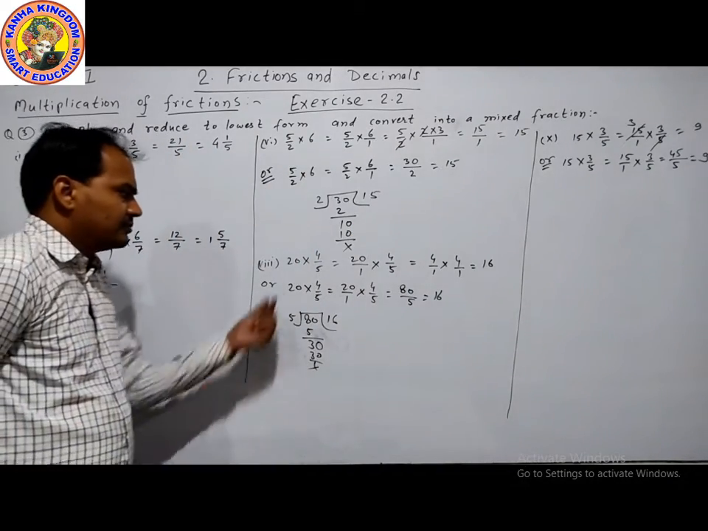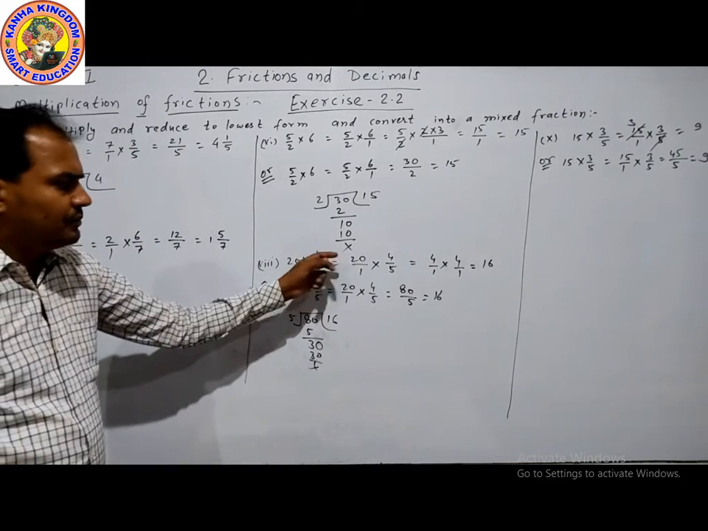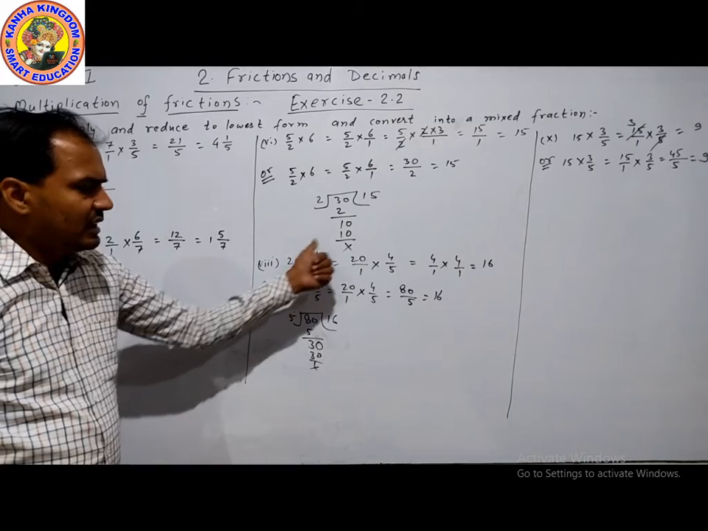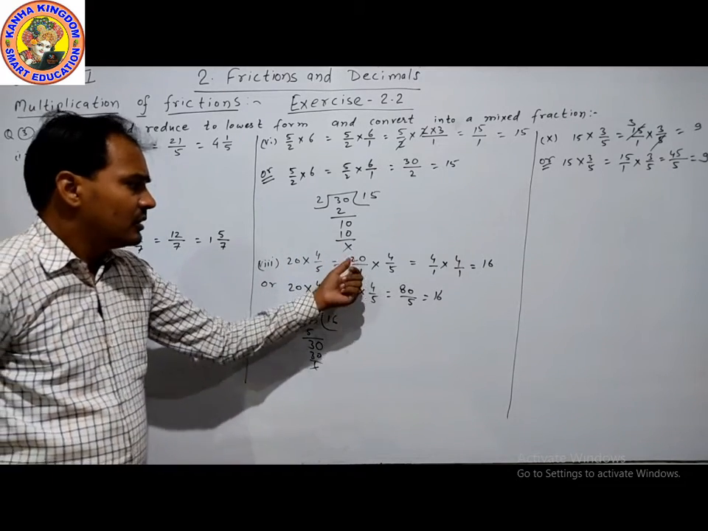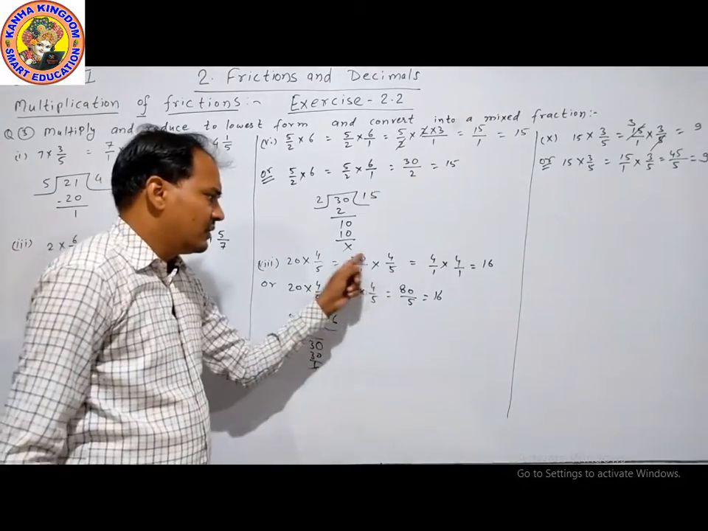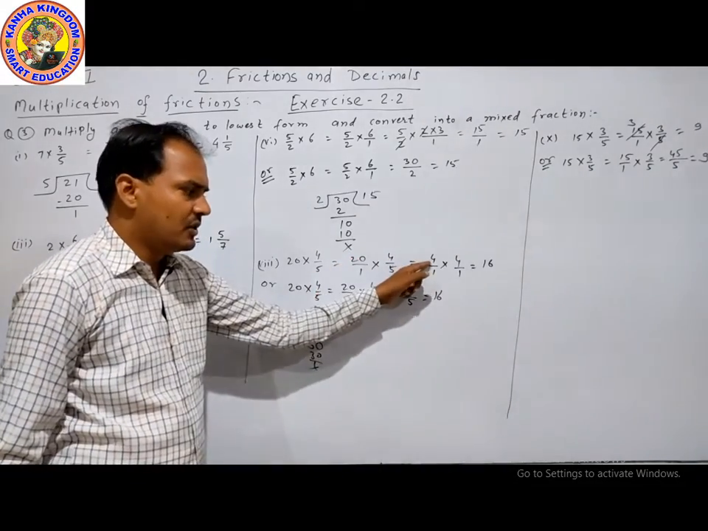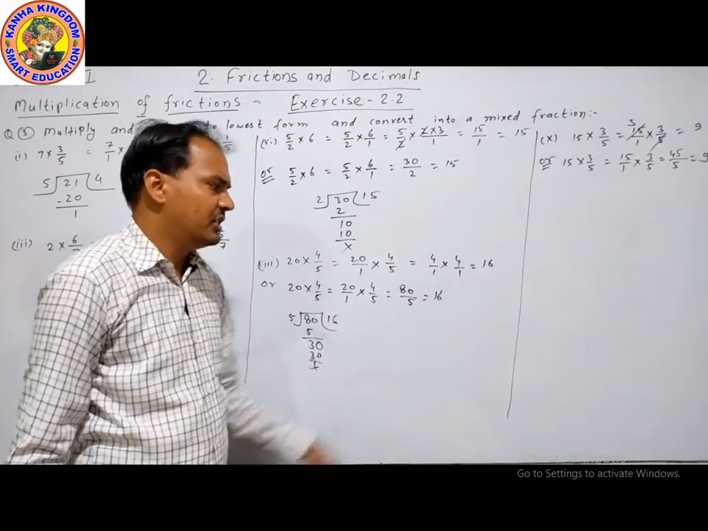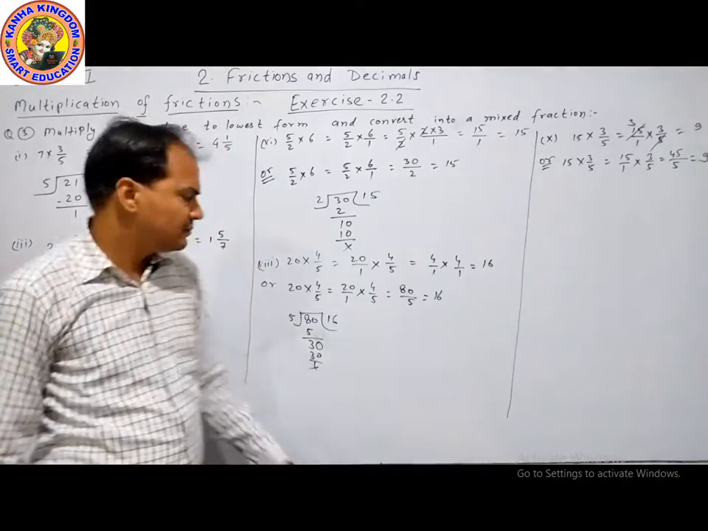Question number 8. 20 into 4 by 5. We will convert 20 into a fraction number by dividing by 1. 5 can divide 20 by 4 times. 5 is cut down, so this is 1. 4 into 4, 16; 1 into 1, 1.